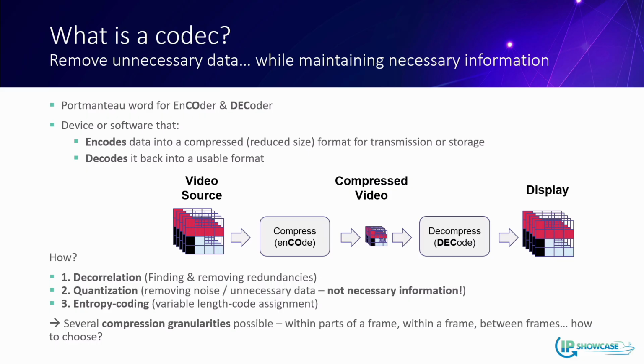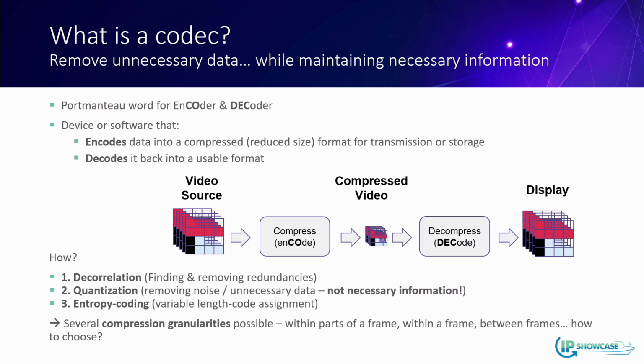So, for example, if you've got a red pixel and another red pixel right nearby, then you can just send the information once and not twice. Then you've got the step of quantization. That's the lossy part. This is where you remove noise and any unnecessary data. So let's say you've got data that is not visible to the naked eye. You can just remove it, and the audience won't notice. And then the last stage is entropy coding, where you assign variable length codes depending on how frequent certain data is. So for very frequent data, you will assign a shorter bit length because it's more common. And for less common data, you will assign a longer bit length.